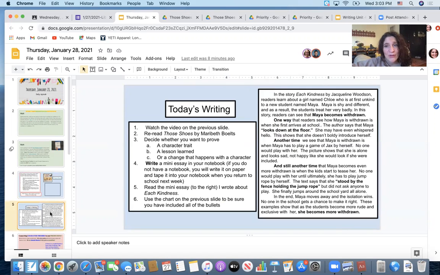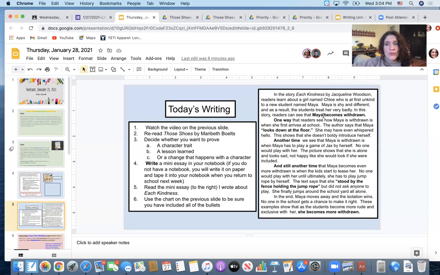This is my example of an essay. Look at in the story, Each Kindness by Jacqueline Woodson. Readers learn about a girl named Chloe who is at first unkind to a new student named Maya. Do you see? Maya is shy and different. Do you see how I kind of just gave like a brief sort of outline of what the story is? And as a result, the students treat her very badly.